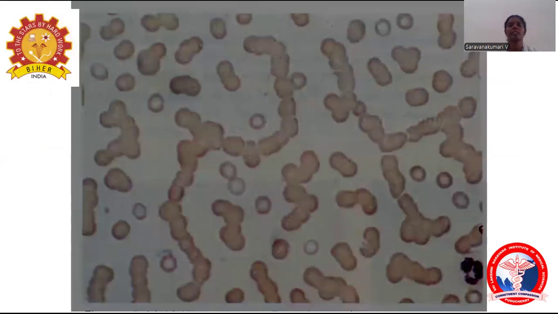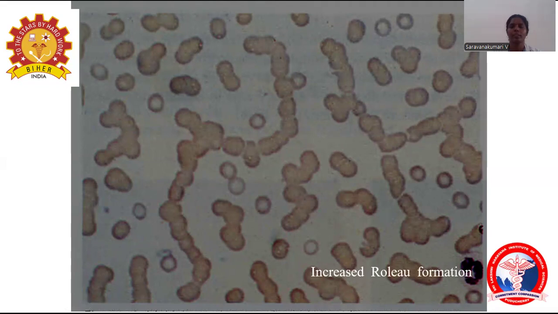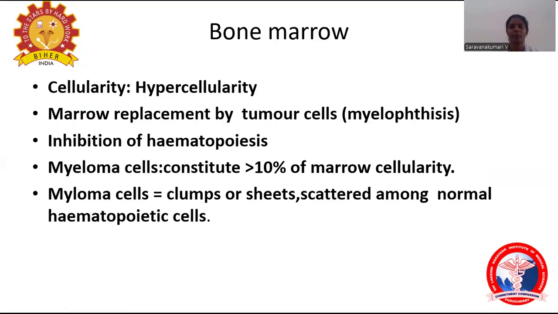So you can notice here there is a rouleaux formation. Rouleaux formation is where the RBCs are packed like a stack of coins. You can see this, and in the background you can see some bluish background because of the increase in the immunoglobulins. This rouleaux formation is because of the M proteins.